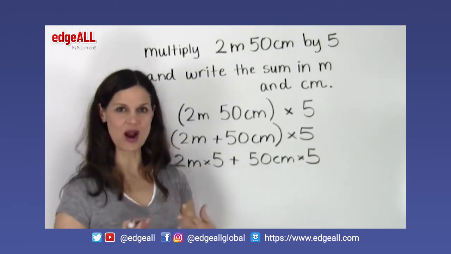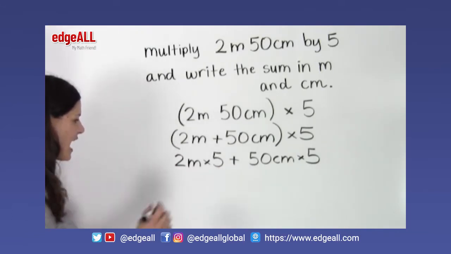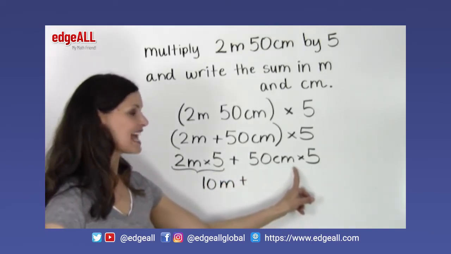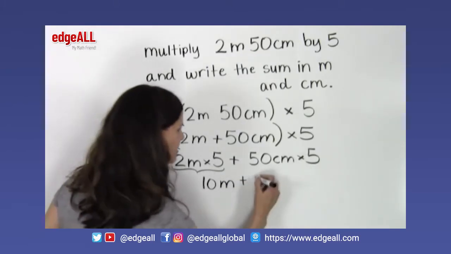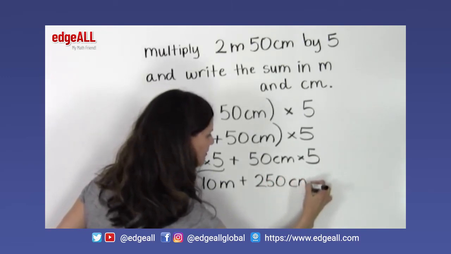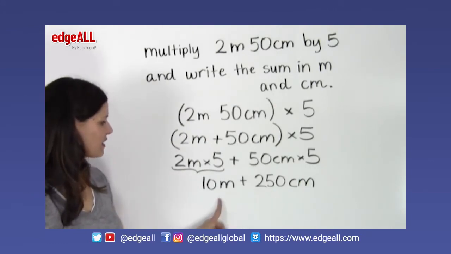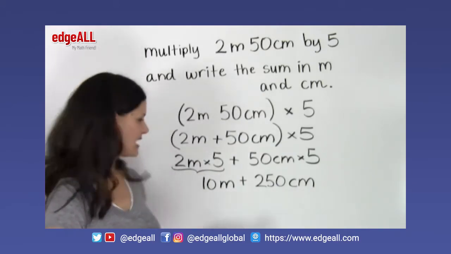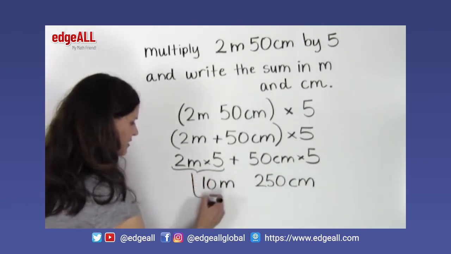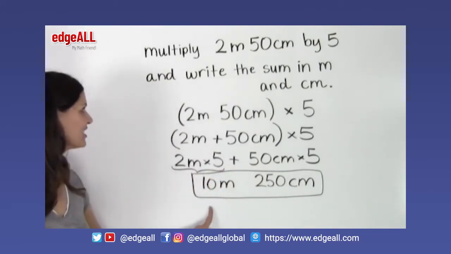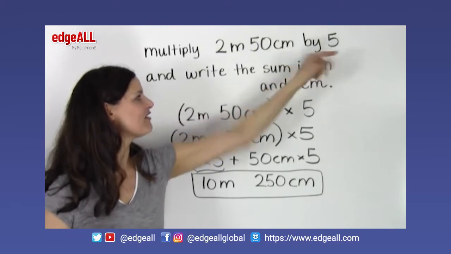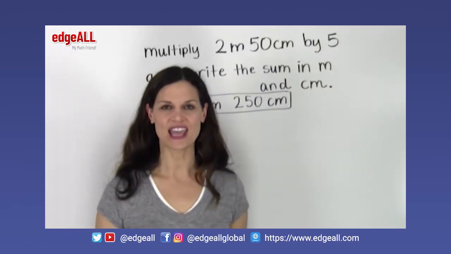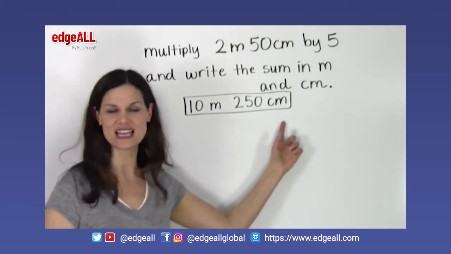So now I'm going to do those two parts of my calculations. 2 meters times 5 equals 10 meters, plus 50 centimeters times 5. 50 times 5 equals 250, so 250 centimeters. So I can report my answer then, and I can take this little plus out of here because it means the same thing. 10 meters plus 250 centimeters is the same thing as 10 meters, 250 centimeters. So for now, I'm going to report my answer to 2 meters 50 centimeters multiplied by 5 as 10 meters 250 centimeters.